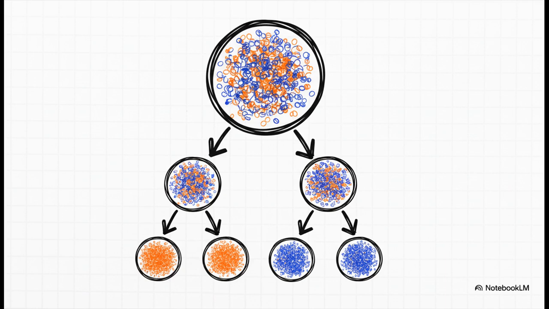Now, the strategy behind building this tree is a process called recursive partitioning. I know, it sounds super technical, but it's actually a really simple idea. You just split the data, then you split the groups you just made, and you just keep on splitting over and over. And the goal with every single split is to make the new groups as pure as possible, meaning ideally each group only has items of one single type in it.